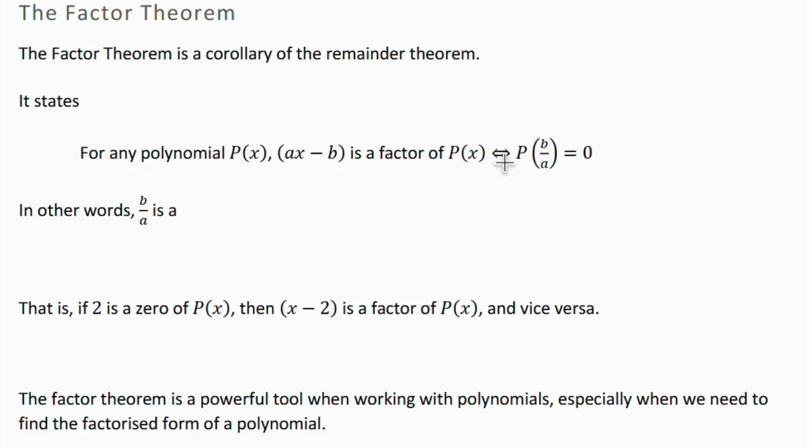of the polynomial if and only if, sometimes abbreviated to IFF, if and only if, when we substitute b over a into the polynomial, we get 0. If and only if means this works both ways. That means if this is a factor, then that is true, but also if this is true, then it's a factor. Goes both directions. In other words, what we're saying is that b over a is a root of the equation.